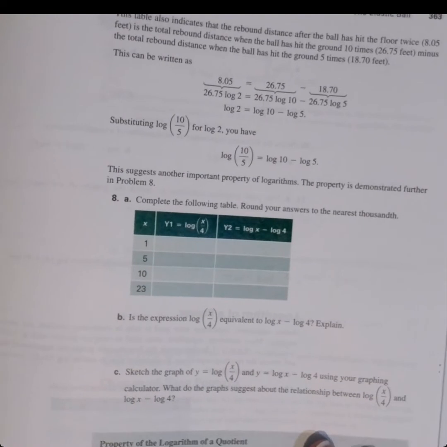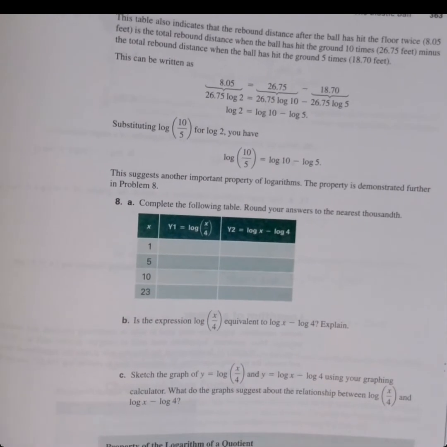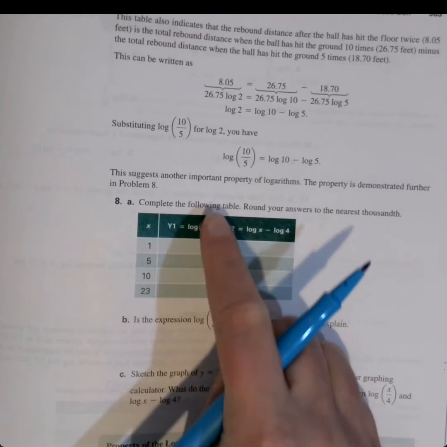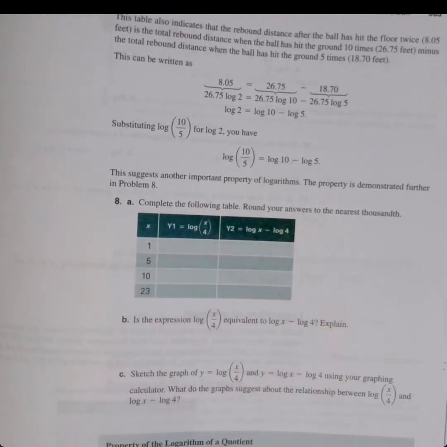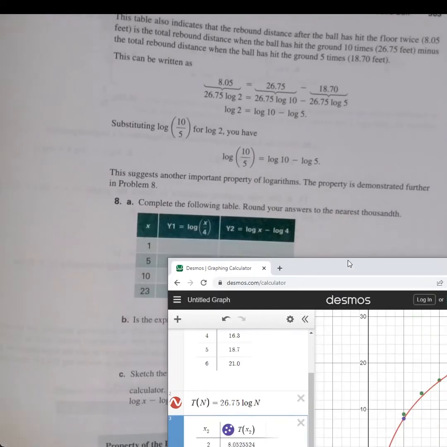this suggests another property, which is demonstrated further below. So we're going to look at it again. This suggests the property that if you have a quotient, you're going to turn that quotient into the subtraction. So we're just going to demonstrate that that's true.